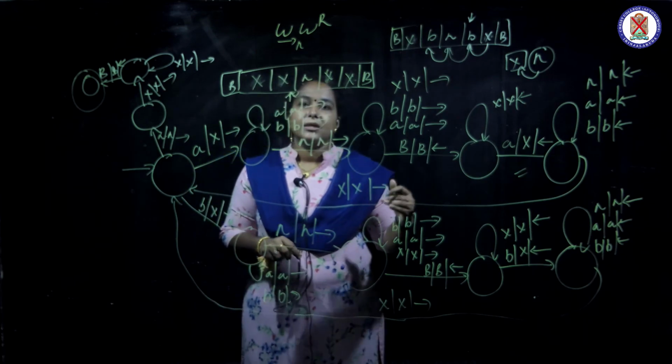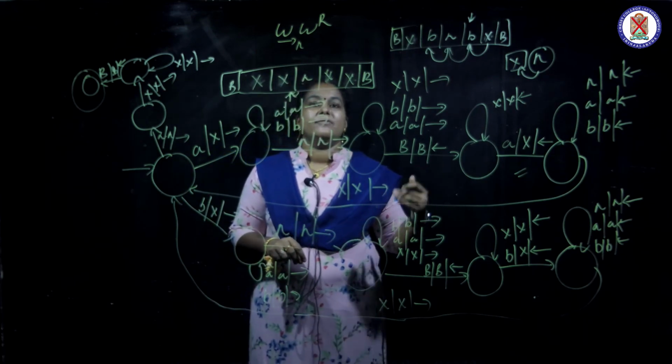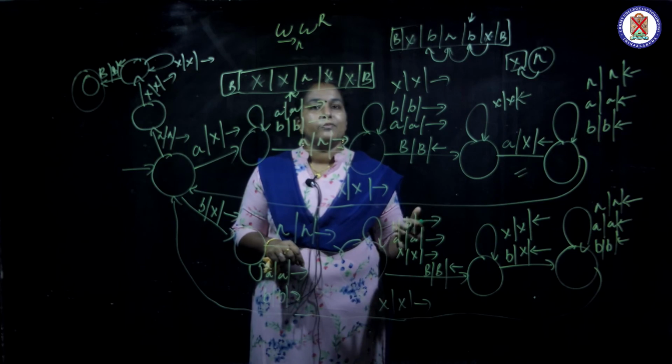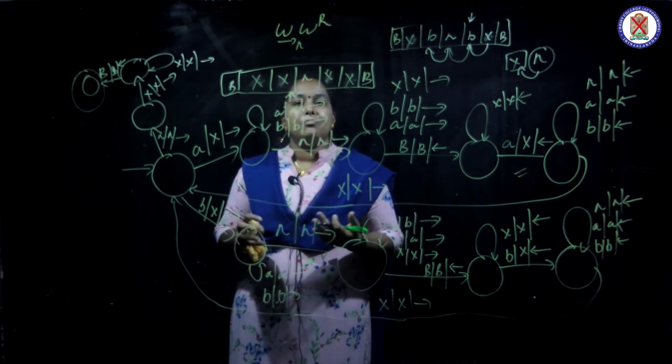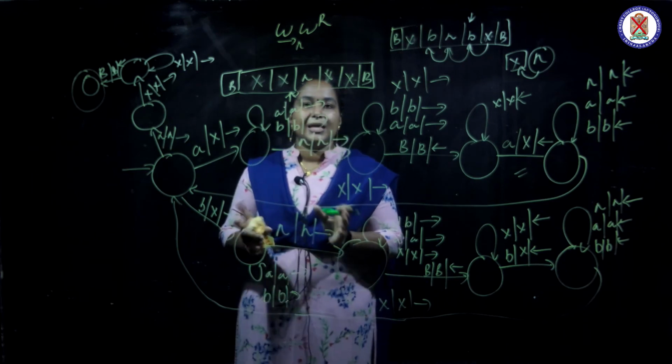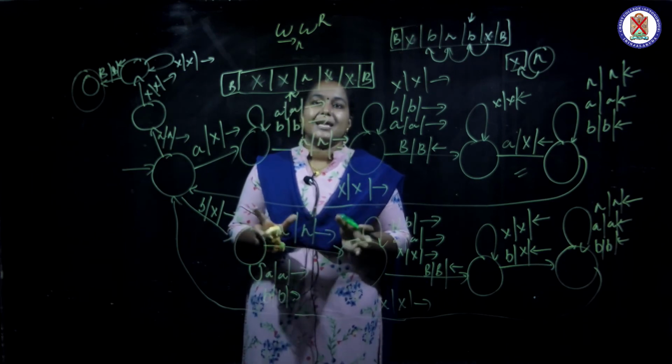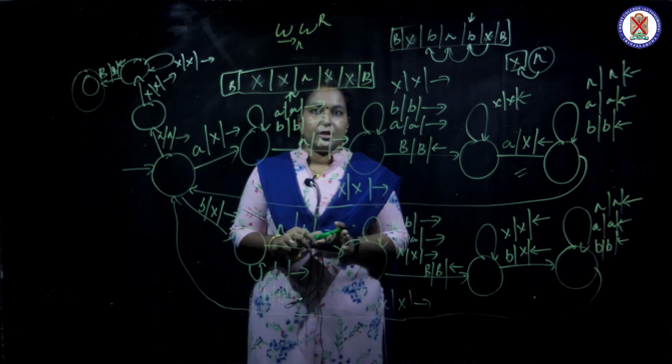So I think by these two videos you have got an idea how the Turing machine will respond to palindromes. In the next video we can see w w, duplicate strings. If w comes, next w comes, how the Turing machine will respond.